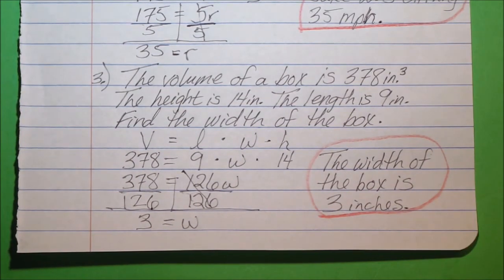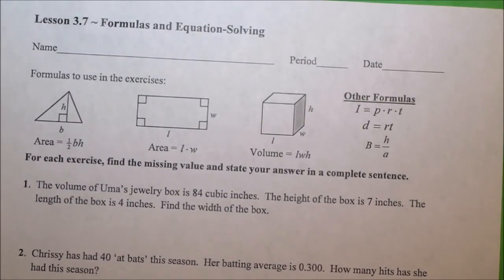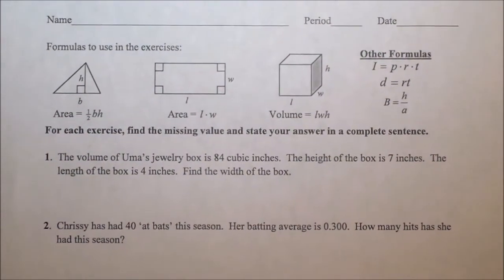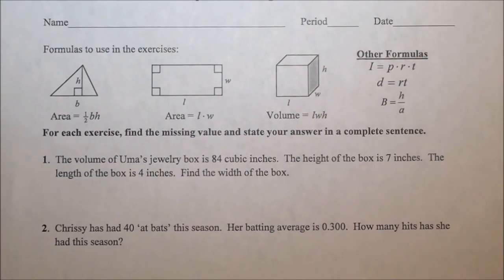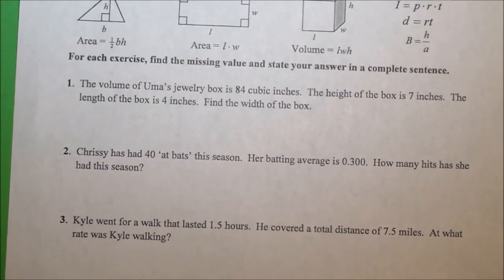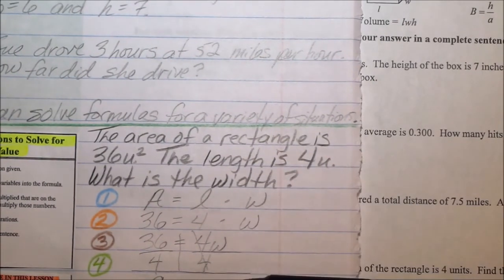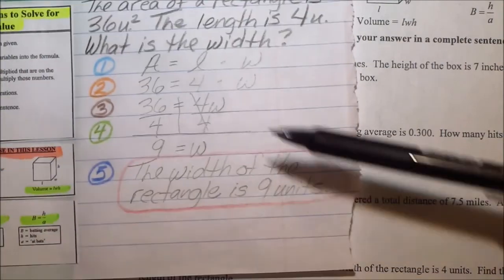Okay, so that's the practice problems. Let's take a look at your worksheet here. On your worksheet, they have 6 problems, and they give you all the formulas you need right at the top. All right, so for each one of these problems, you've got to find the missing value and state your answer in a complete sentence. For each one of these, you must show your work in these 5 steps, just like we did in the notes.